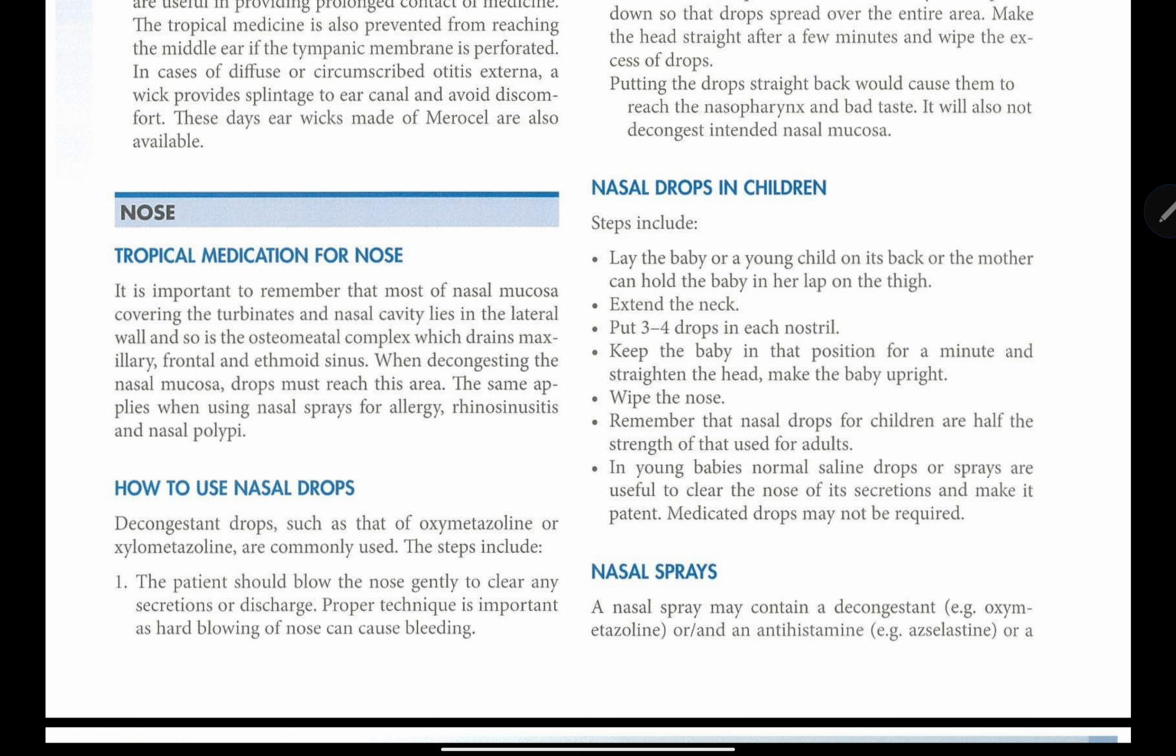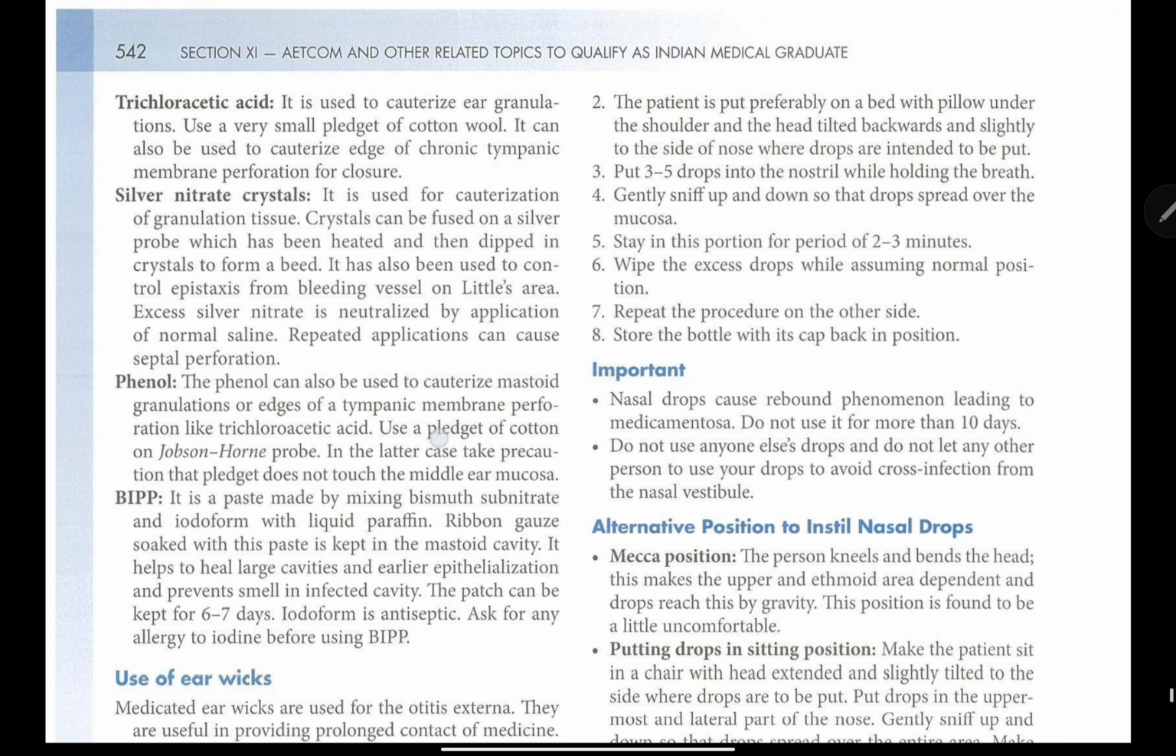How to use nasal drops? Decongestant drops, such as oxymetazoline or xylometazoline, are commonly used. The steps: the patient should blow the nose gently to clear any secretions or discharge. Proper technique is important, as hard blowing of the nose can cause bleeding. The patient is put preferably on a bed with a pillow under the shoulder and head tilted backwards and slightly to the side of the nose where drops are intended to be put. Put 3 to 5 drops into the nostril while holding the breath.